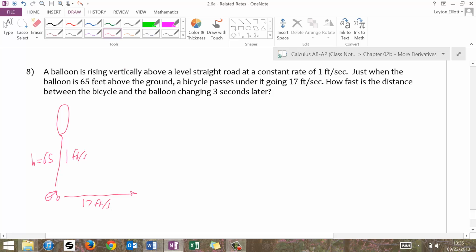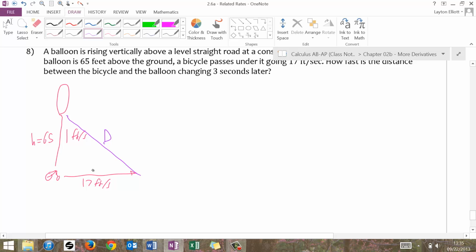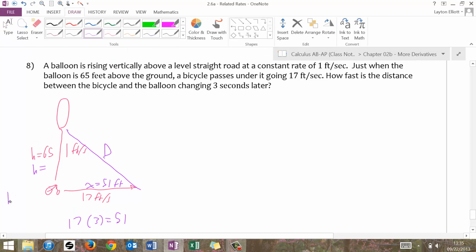How fast is the distance between the bicycle and the balloon changing 3 seconds later? So that can be a capital D. So I want to know what this x is and what this h is 3 seconds later. So 3 seconds later, x is 17 feet per second times 3, and that would be 51, so x is 51 feet. And then 3 seconds later, h was at 65 feet, but it'd be 65 plus 3 times 1 for the 1 foot per second. That'd be 68. 3 seconds later, that balloon is at 68 feet.